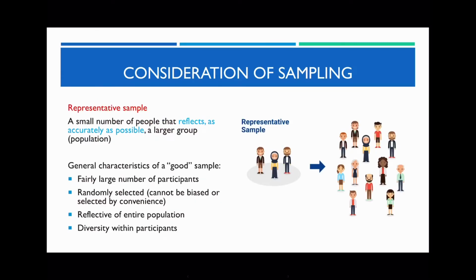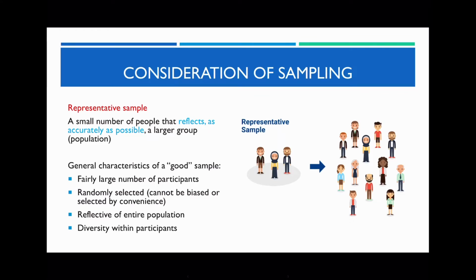So a representative sample is a small number of people that reflects, as accurately as possible, the larger population. Now, this is not always going to be the case, but we try to make it as accurate as possible. There are certain features that allow us to determine whether a particular sample is representative or whether it's good enough for us to believe.